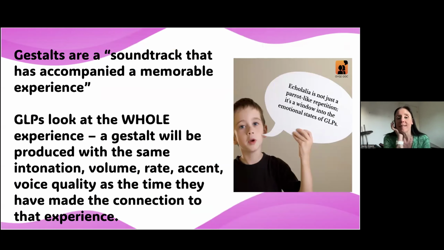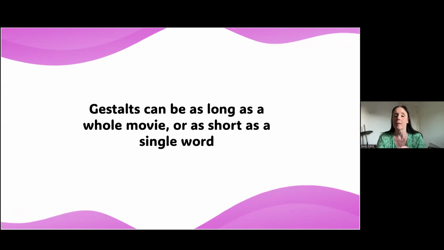So gestalts are a soundtrack that has accompanied a memorable experience. And as this picture says, echolalia is not just a parrot-like repetition, it's a window into the emotional states of GLPs. So GLPs look at the whole experience. And a gestalt will be produced with the same intonation, the same volume, the same rate, the same accent, the same voice quality as the time they made the connection to that experience. It's going to be done the same way each time.